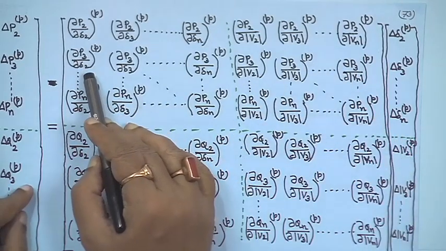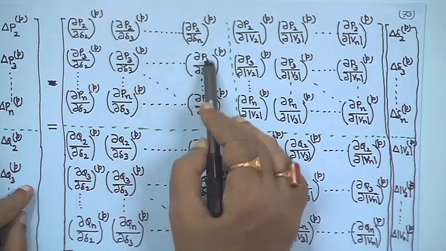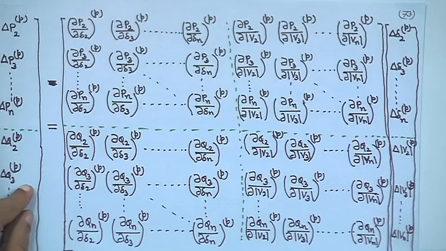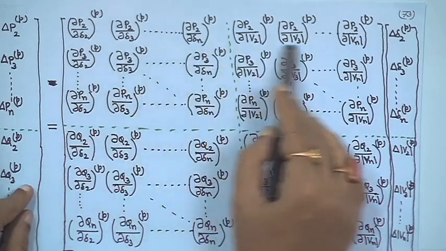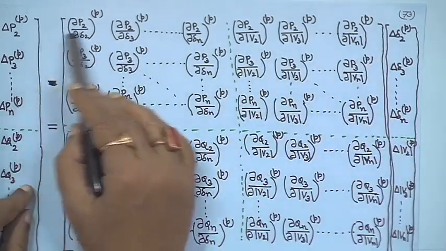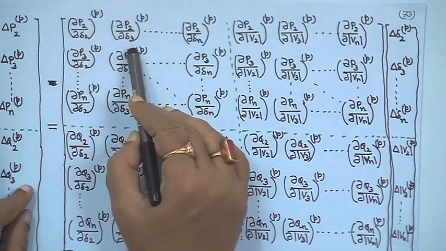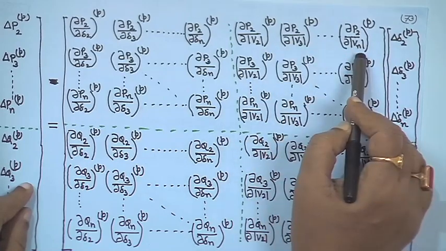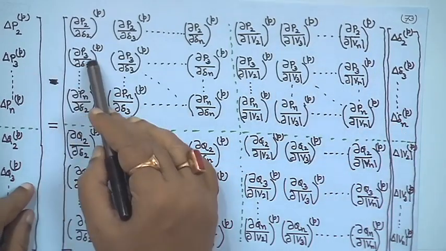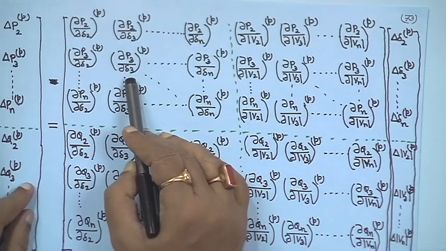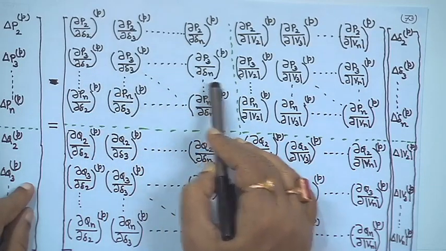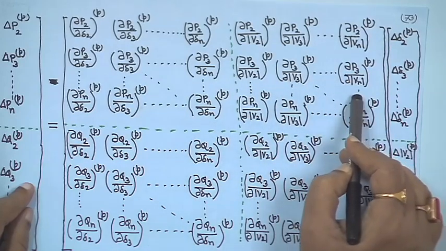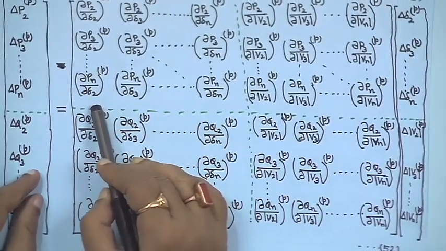Similarly, delta P3 delta delta 2, delta P3 delta delta 3, delta P3 delta delta n. That means, when you take delta P2, all the derivatives you are taking with respect to delta 2, delta 3, delta n with this. So it is delta P2 upon delta 2, delta P2 upon delta 3 and so on, and this part will be delta P2 delta V2, delta P2 delta V3 and so on. Similarly, here delta P3 upon delta 2, delta P3 upon delta 3 and delta P3 upon delta n. Similarly, here delta P3 delta V2, delta P3 delta V3, delta P3 delta Vn, right. This way you will come up to the nth term.